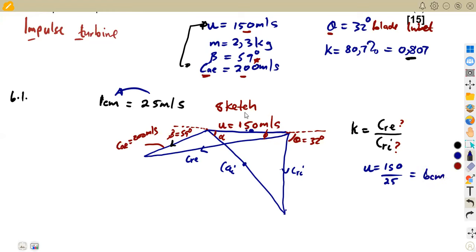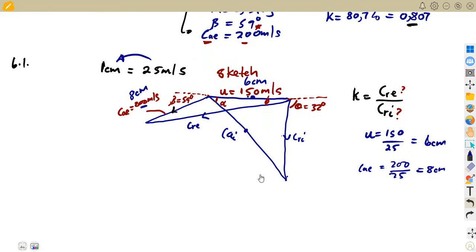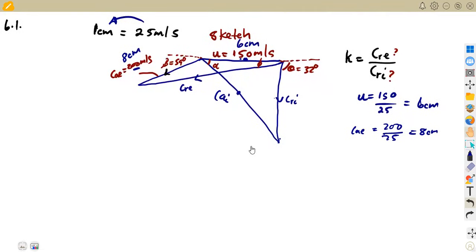So meaning to say here, in place of 150, we are going to construct 6 centimeters, which is the same thing with the exit absolute velocity, which is 200 meters per second. We are simply going to do the same. It is 200 meters per second. We divide by 25. So that is going to give us 8 centimeters. So in place of this, we are going to use 8 centimeters instead on our construction part. So this is our sketch. Let us construct and see what we are going to have at the end.